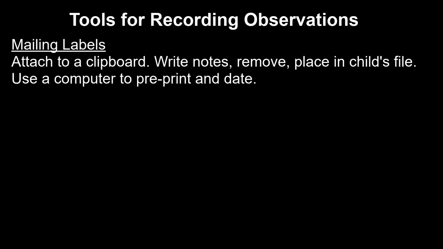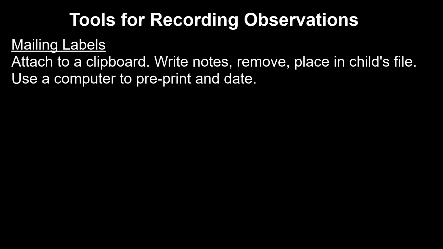The last thing you want to consider before your observations take place are the tools you want to use for recording those observations. Depending on the recording methods you choose, you're going to need a variety of tools to carry out your observations efficiently and effectively. It is critical to think ahead and prepare for what is needed so the tools are ready once observations begin. Consider the following possibilities. Mailing labels. Attach a strip or sheet of labels to a clipboard. After jotting notes on a label, remove it and put it on the child's file.